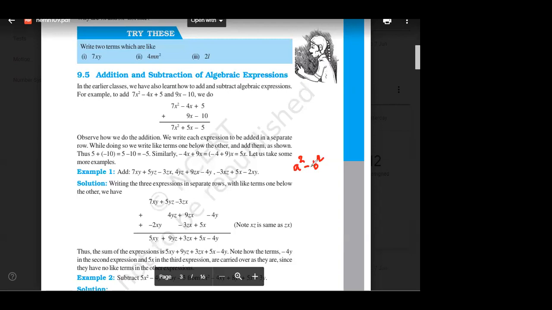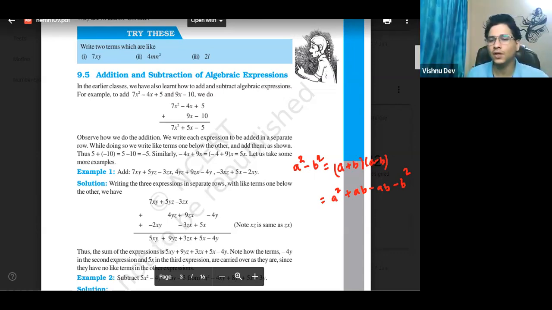Okay, a square minus b square. Tell me, how many of you remember this? It is a plus b into a minus b. Yes or no? Remember, because plus ab and minus ab get cancelled. If you multiply these two, we get a square plus ab minus ab minus b square. So plus ab and minus ab get cancelled, and I am left with a square minus b square, right? Everyone got it? So I guess all of us remember these.